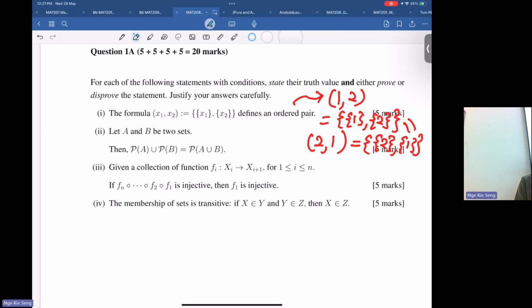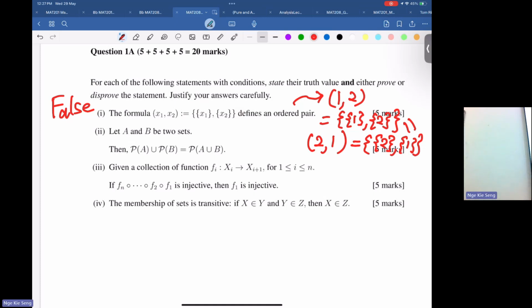So this is not the kind of ordered pair we want. For the ordered pair we want, we have to make sure that if (1, 2) equals (2, 1), then 1 has to equal 2. But clearly not. Does it make sense? So the first is false. If you say that this definition is different from the lecture definition, I give you partial marks. I don't give you full marks. You can earn partial marks.